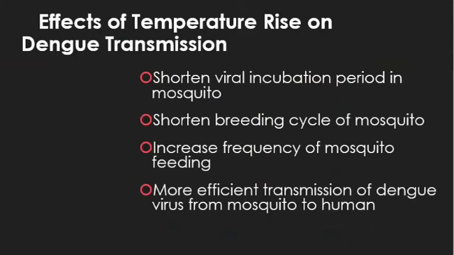So the effect of temperature rises on dengue transmission. There's a shorter viral incubation period in mosquitoes and a shortened breeding cycle of mosquitoes. So yun ang effect niya. Napapaiksi niya yung time para dumami ang mosquito dahil sa init. Nag-increase din ang frequency of mosquito feeding and more efficient transmission of dengue virus from mosquito to humans.